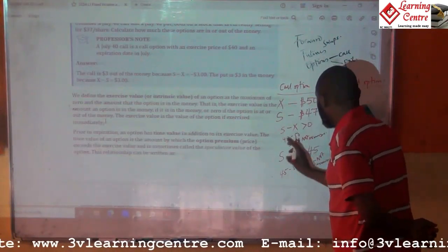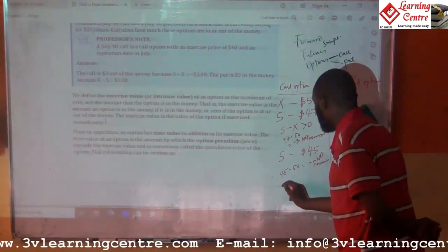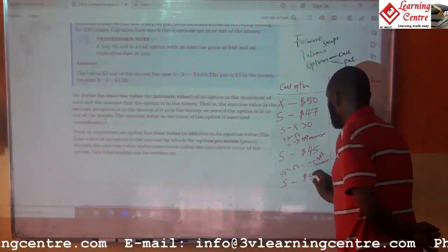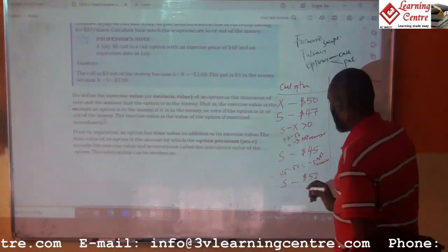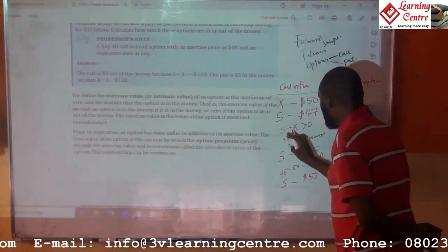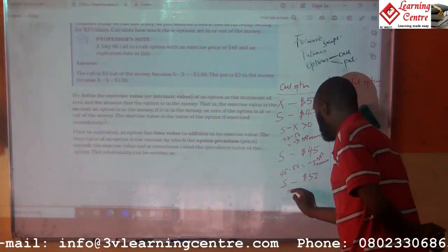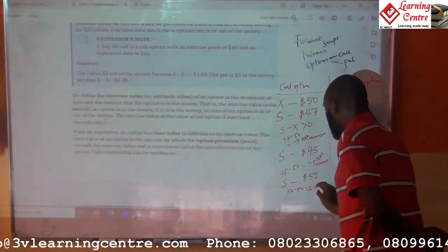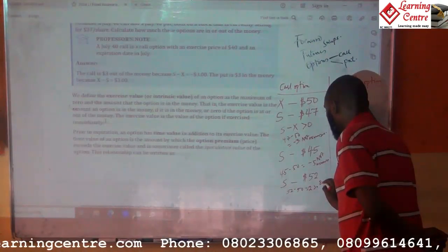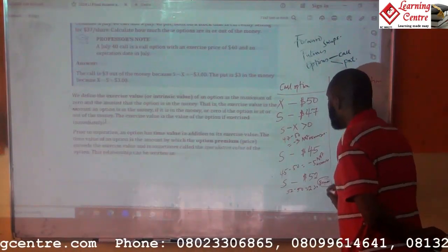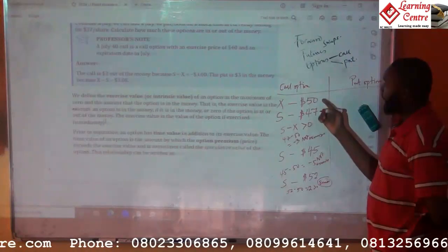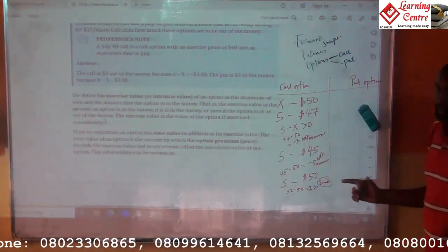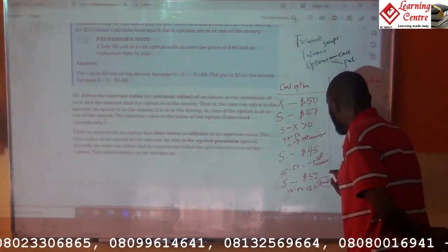So let's take the example the other way around. So let's say our spot price is now 52. Because of this, I use the same formula. 52 minus 50 is 2. 2 is greater than 0, so I will what? Exercise. Meaning that I can buy this stock at $50 compared to buying it at $52.